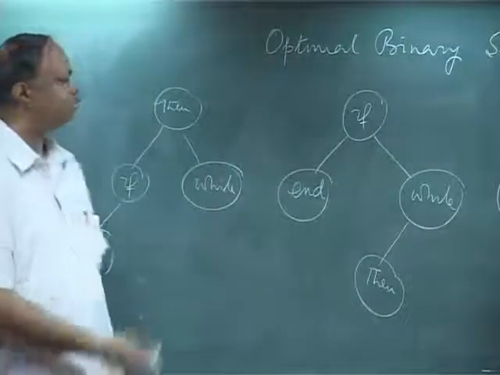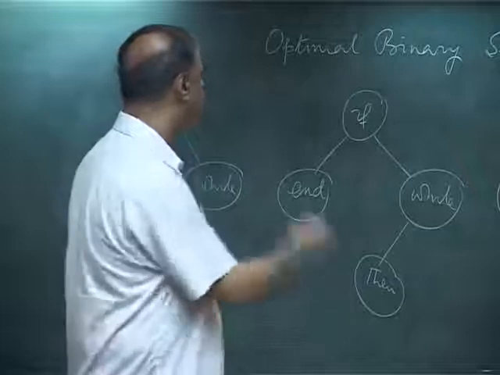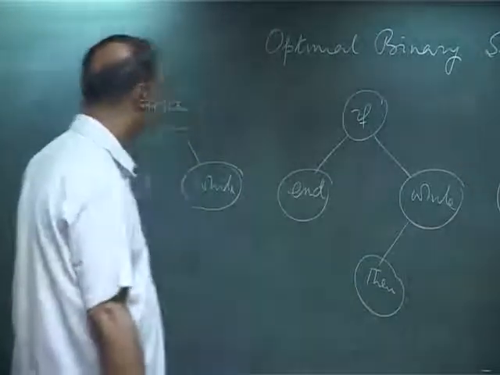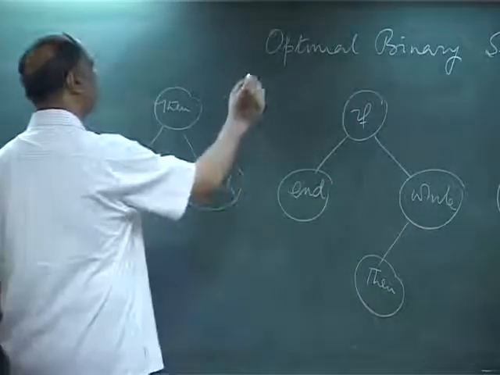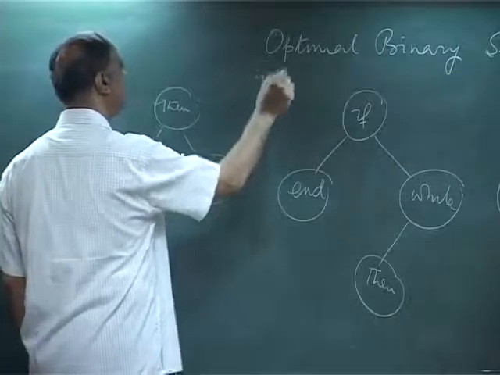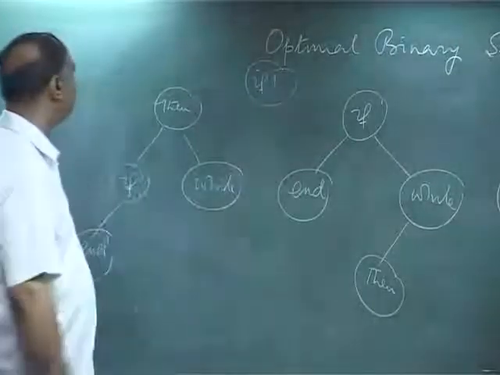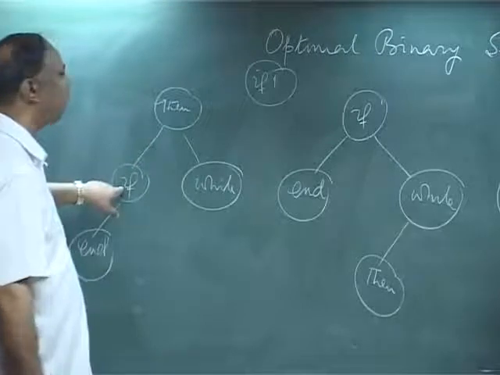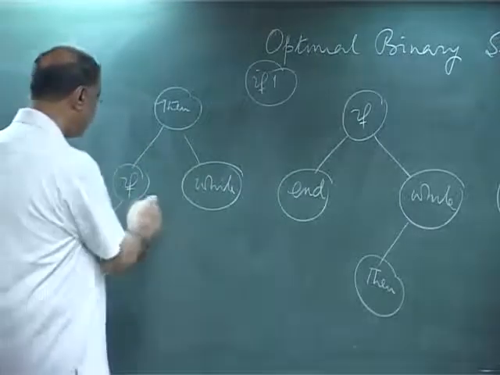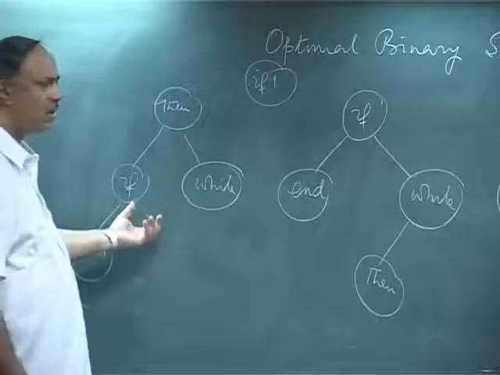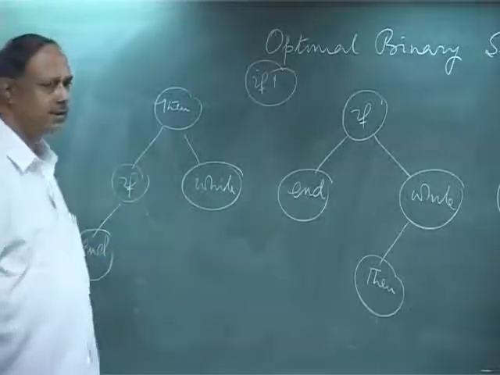Okay? There are several other ways you can have your tree. Now suppose I want to check whether 1 exists or not. So what I'll do, I'll search here. Now I'll come here, and I'll be looking whether there exists anything or not. If it is not, then you tell that this is not there.